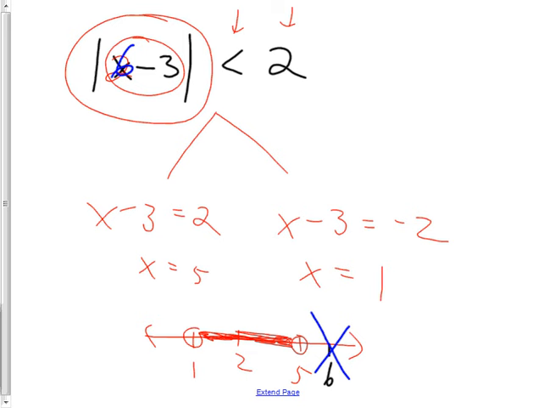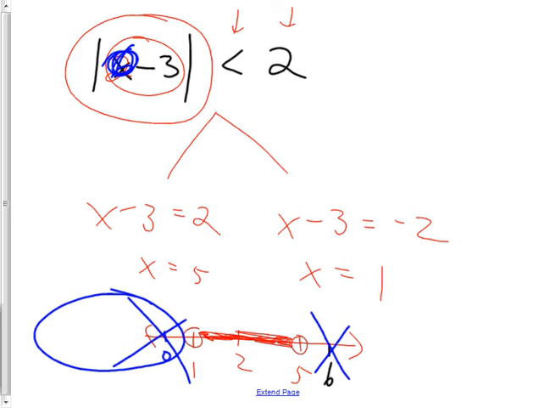Jackson, tell me a number I can check that's somewhere in this zone. 0. That's one of my favorite numbers to check. It makes things cancel sometimes. So I'm going to check 0, see if it works. I'll put a 0 right here. 0 minus 3 is negative 3. Absolute value of that is what? 3. Is 3 less than 2? No, it didn't work. So it turns out this time it's between 1 and 5.